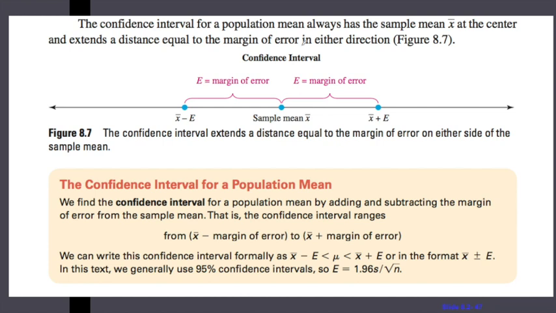So a confidence interval for a population mean always has our sample mean at the center, so that's x bar, and our error is how far away we are to the left and right of our mean. It's going to make our interval. So I calculate my confidence interval by taking our sample mean minus our error to our sample mean plus our error.